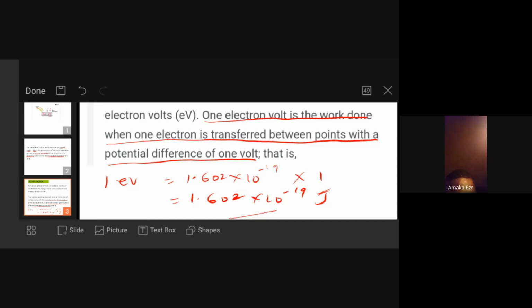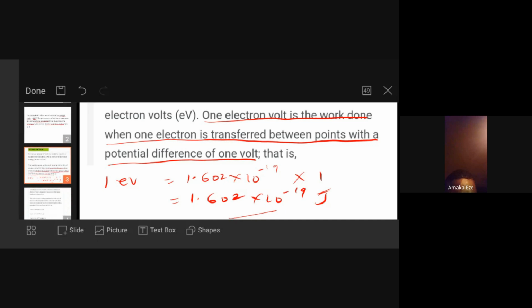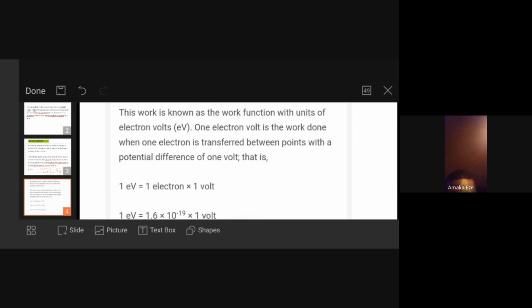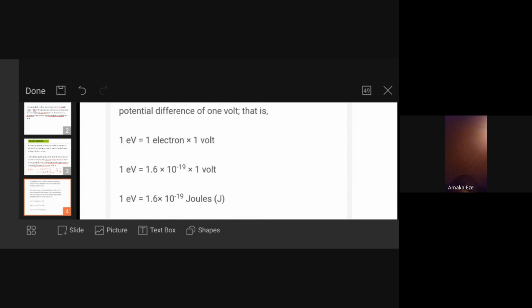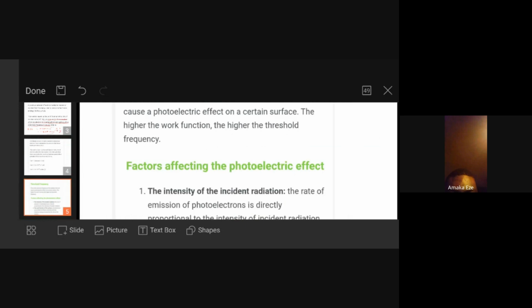Now we've talked about photoelectric effect. We've talked about who discovered photoelectric effects, the year in which it was discovered, and the work function. And we've also discussed the electron volts. So this was where I did the little calculation, just like I showed you now. So 1 electron volt, I've done the whole of that.